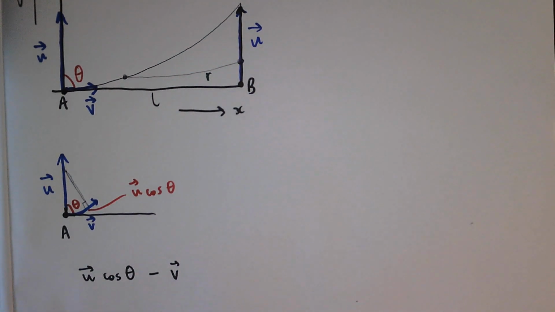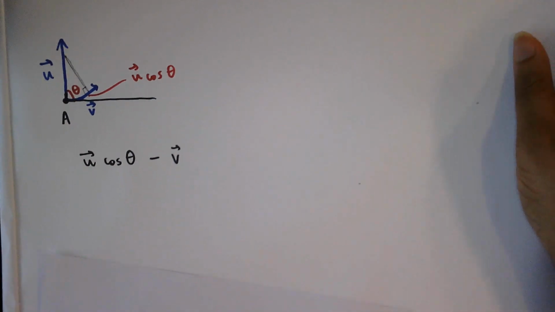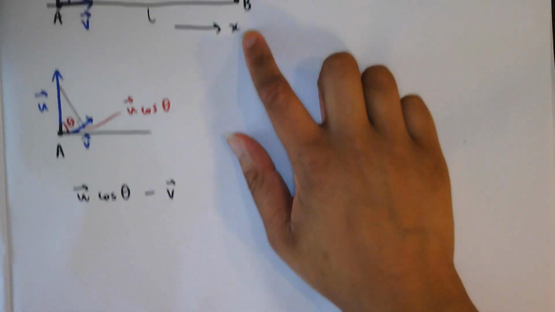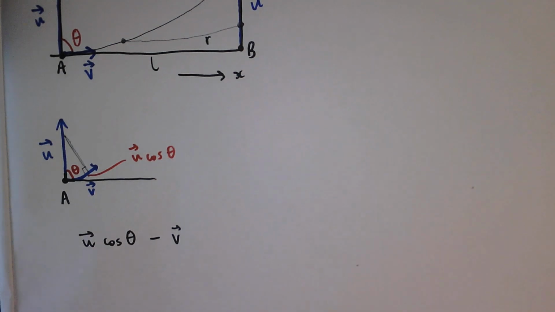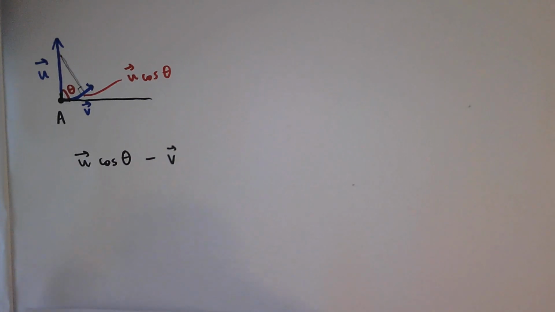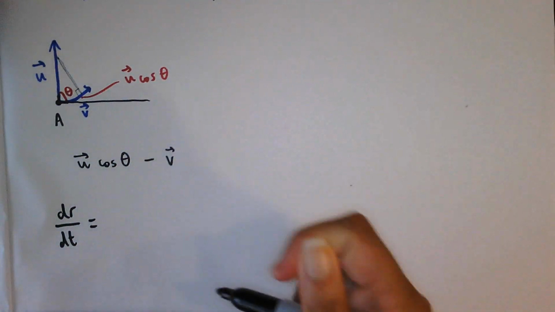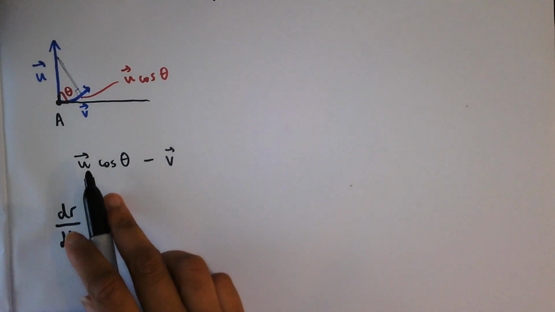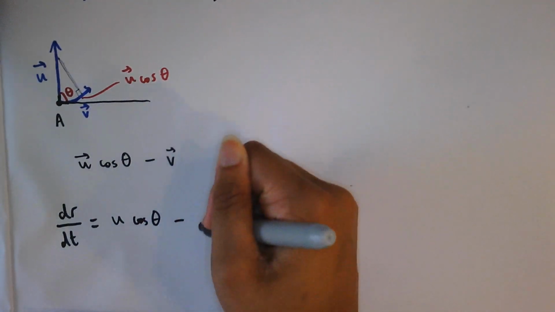And so any change in this variable r in a time of dt is going to be equal to the velocity, the instantaneous velocity of point B with respect to point A. So I can write dr/dt is equal to the velocity of point B with respect to point A. So it's equal to u cos theta minus v.